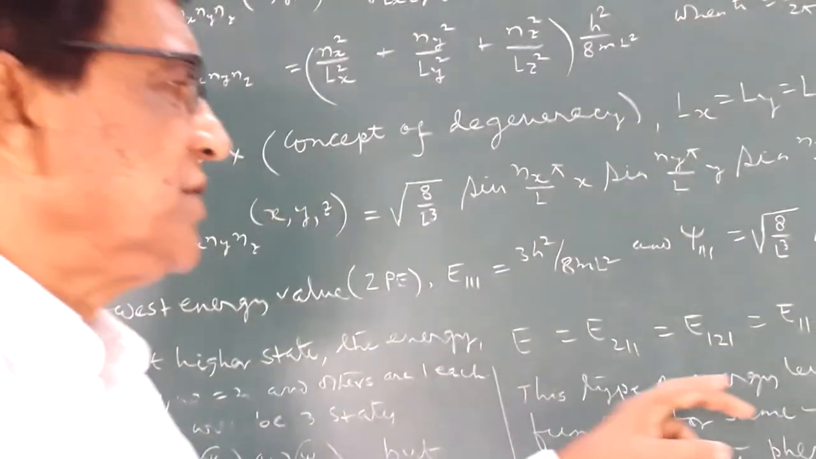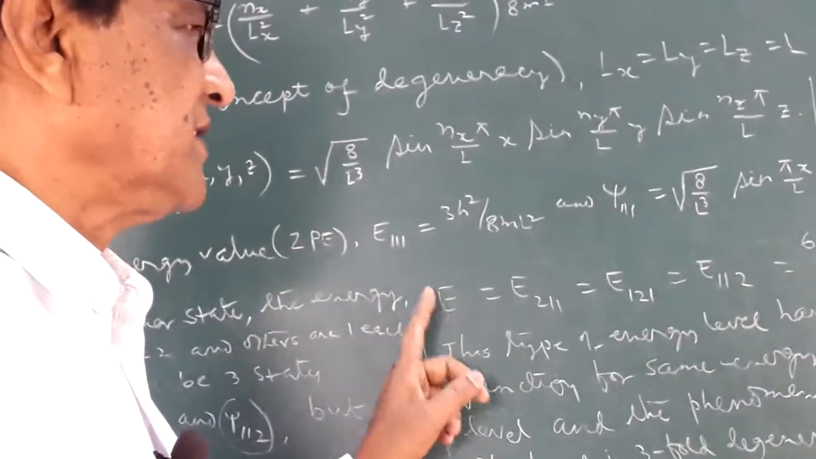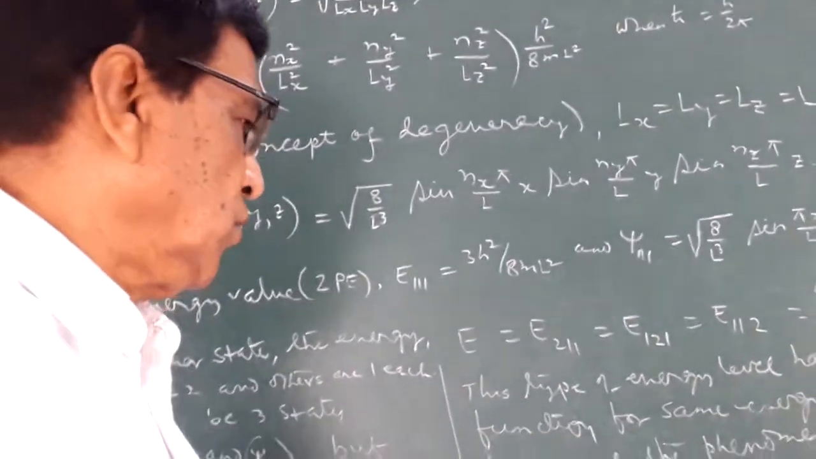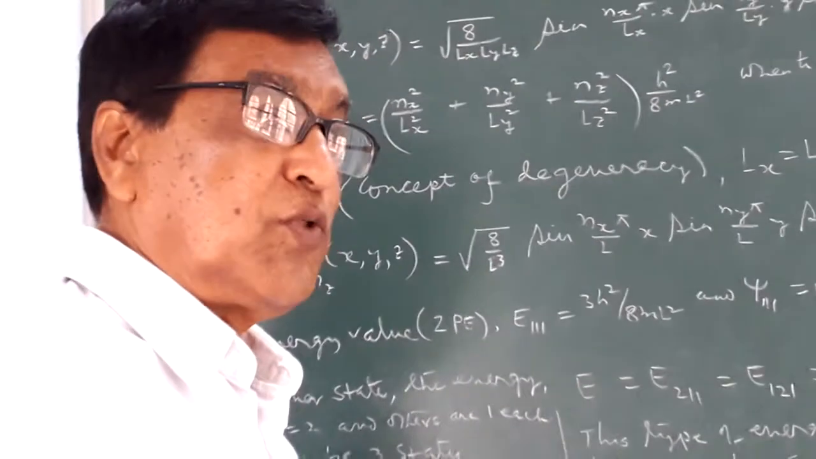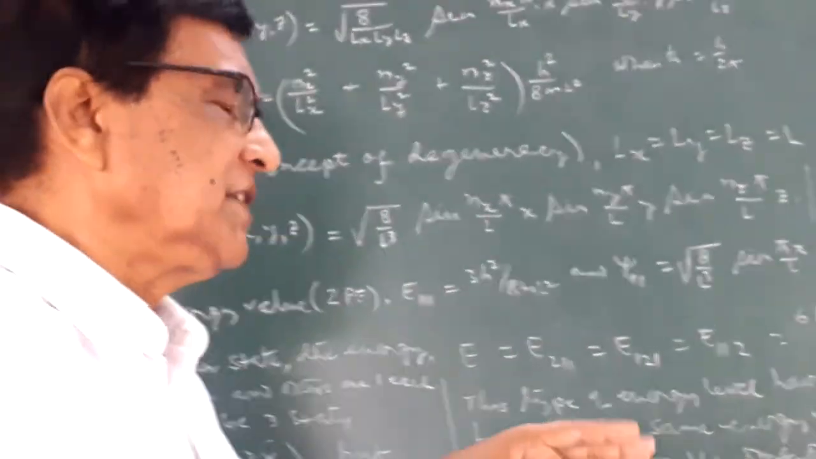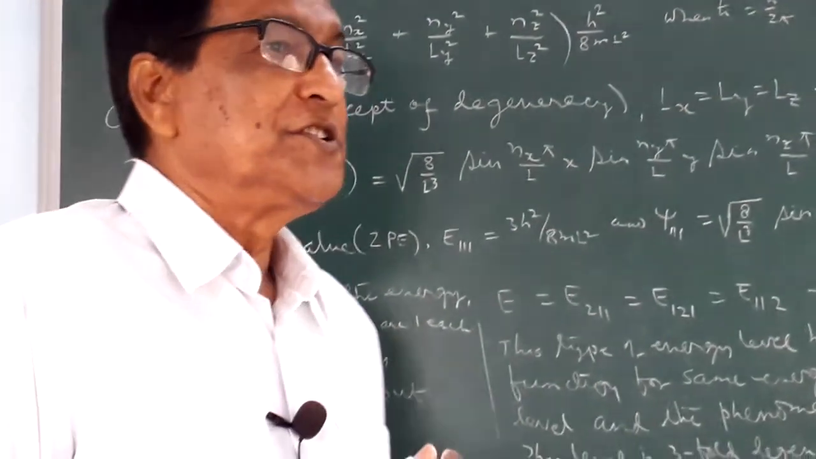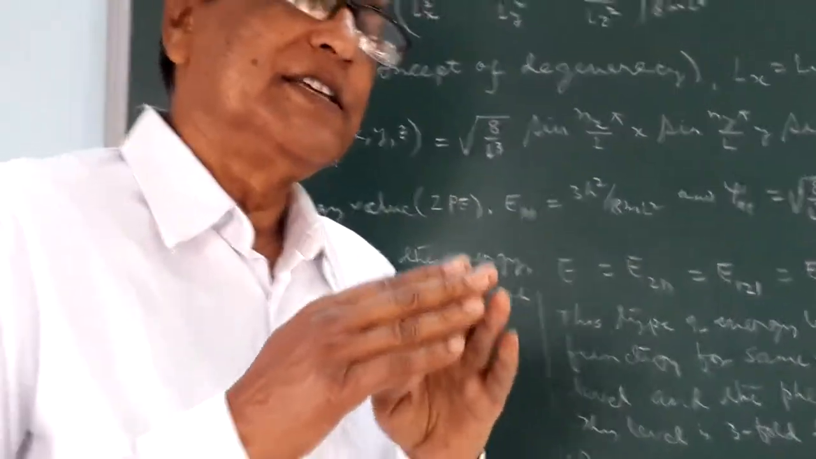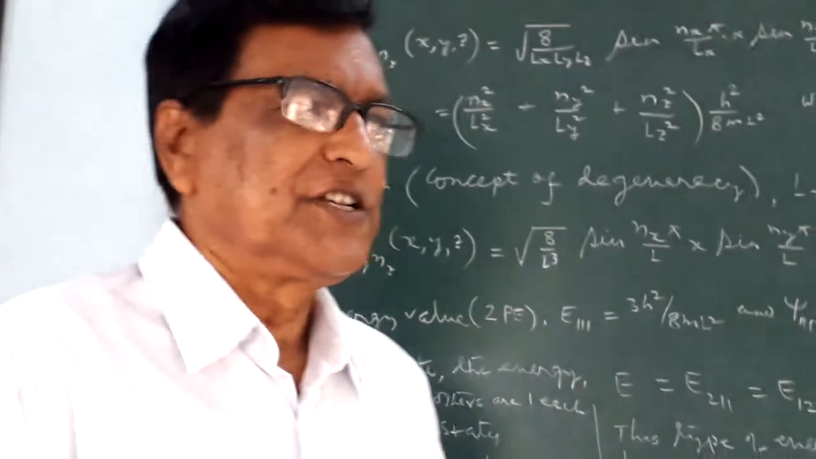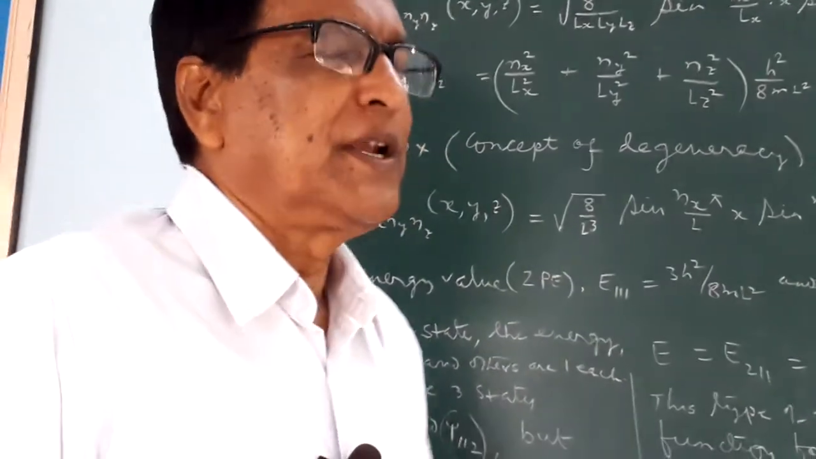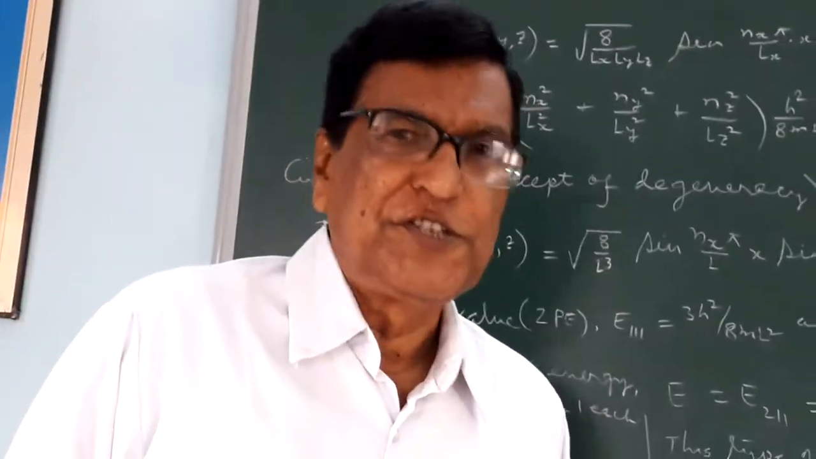This type of energy level having more than one wave function but having the same energy value is called a degenerate energy level, and this phenomenon we call degeneracy.